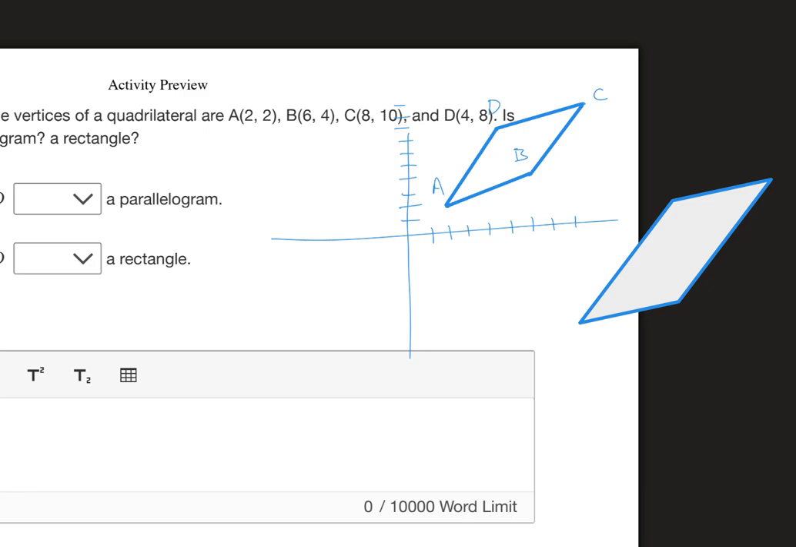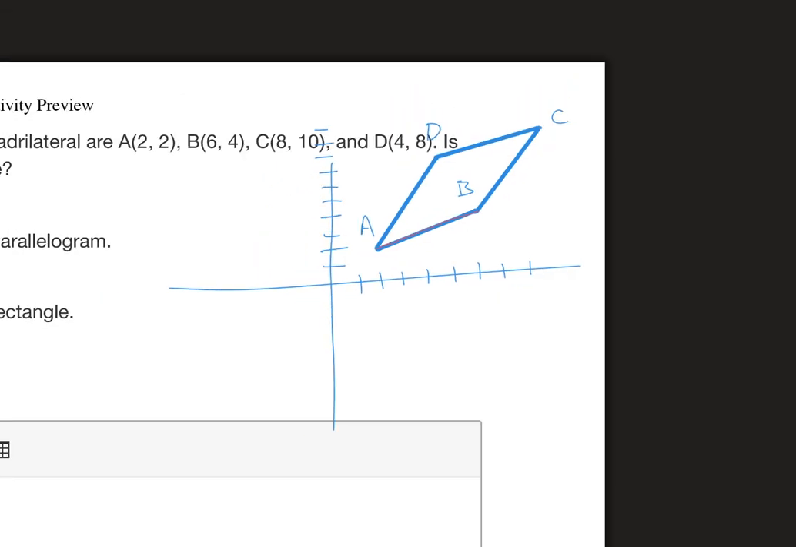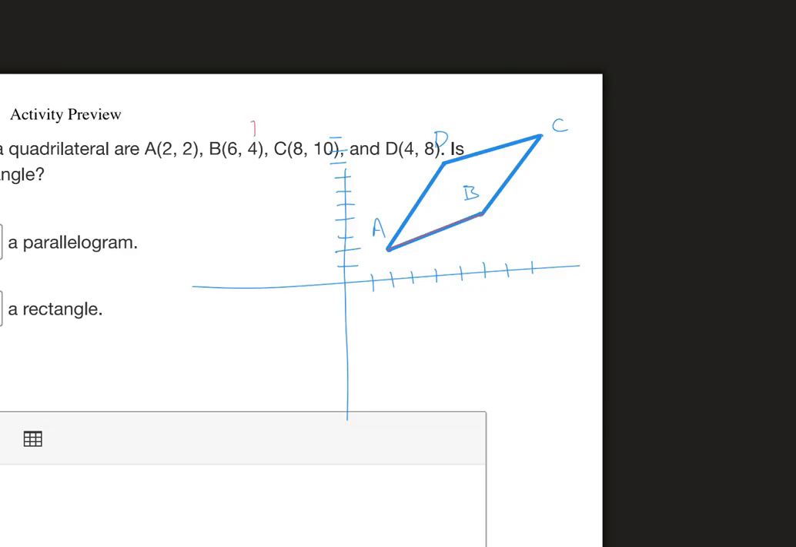So we did this so that we can check. And if you know me, you know what one thing I'm going to do is go AB, I'm going to find that slope. So AB, 4, 2. That is a rise of 2, because 4 minus 2. And then 6 minus 2, that is 4. So the slope of that is 1/2.